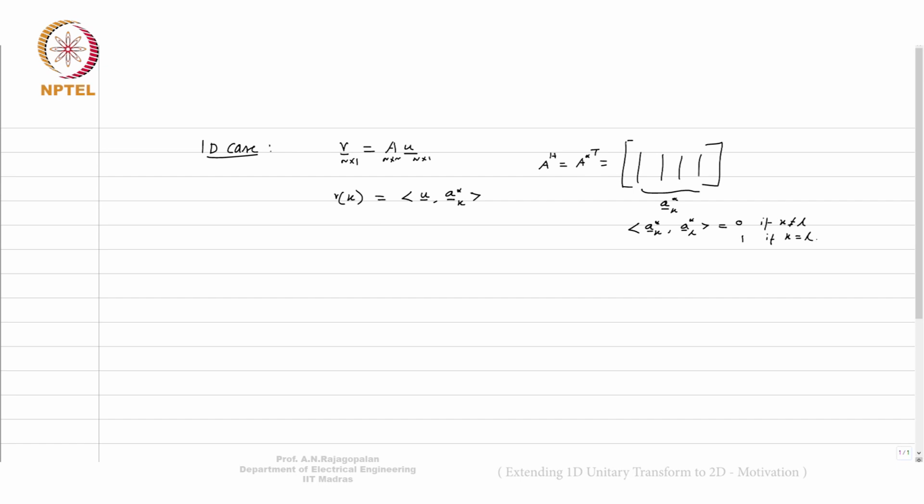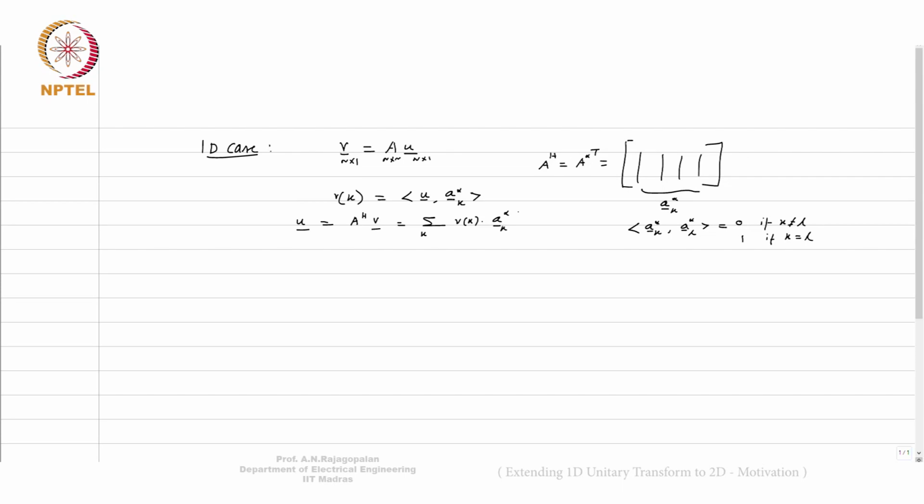And then we said that you can expand U. Of course, one way is U is A Hermitian V, but that can also be expressed in terms of a summation, as sum over k of Vk AK star. All of this is okay.